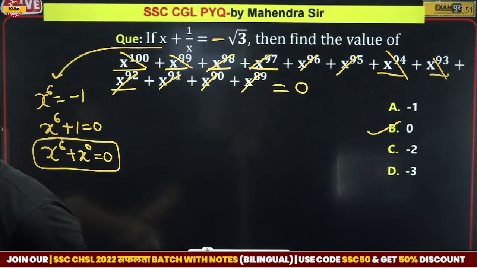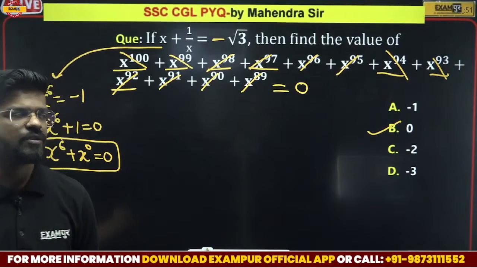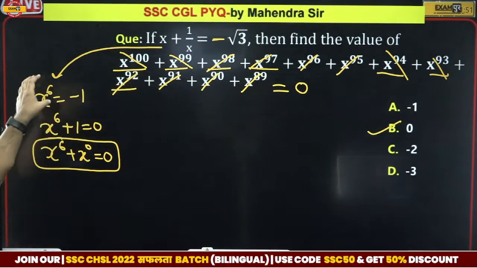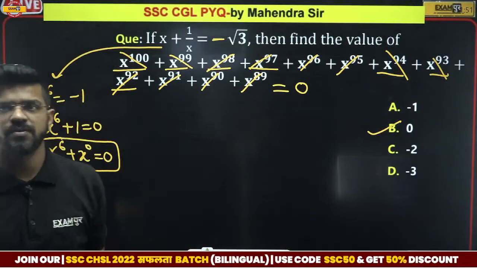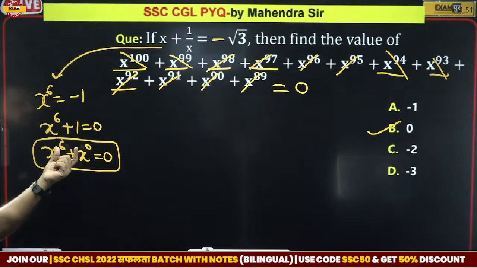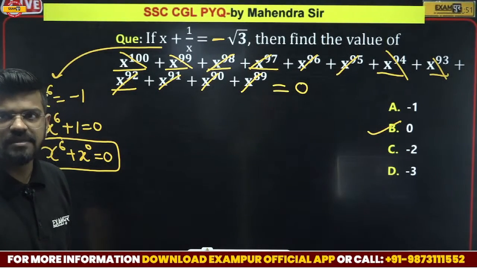Is it clear to everyone? Can you crack these types of questions in the examination? We know that if x plus 1 upon x is equal to minus root 3, then x to the power 6 is equal to minus 1. And this is how we have derived such formulas. If the difference is 6, then my answer is 0.